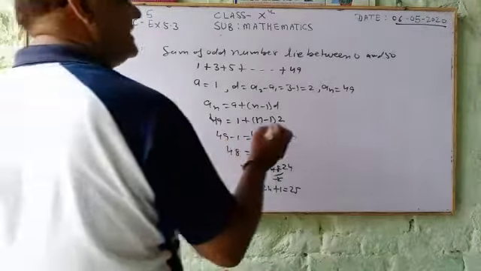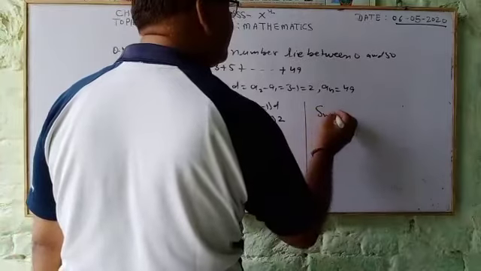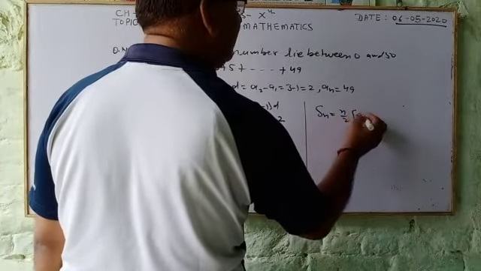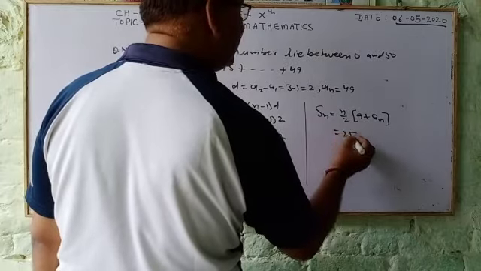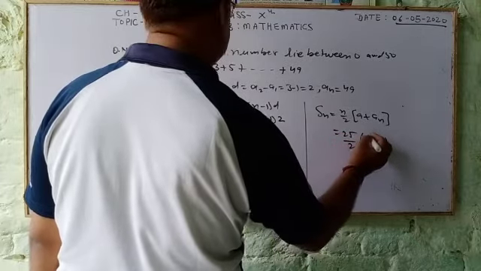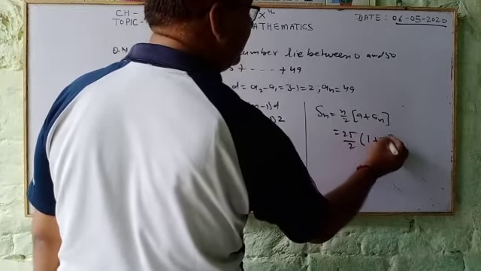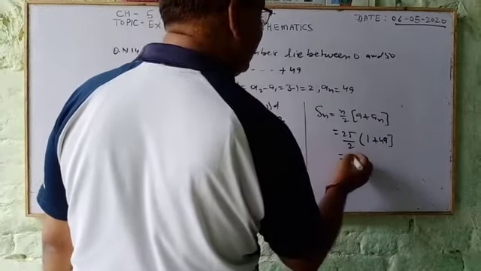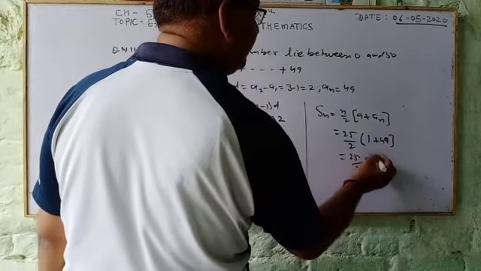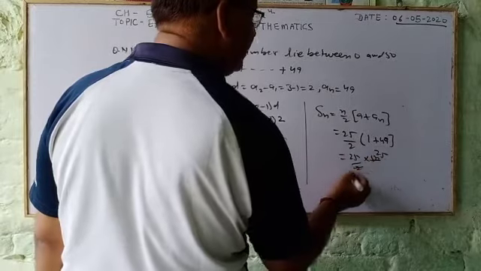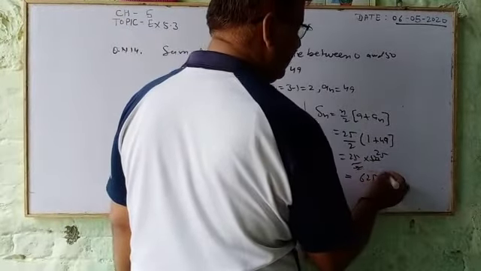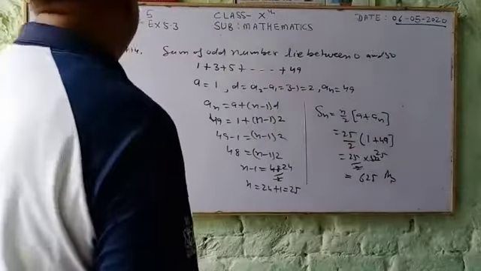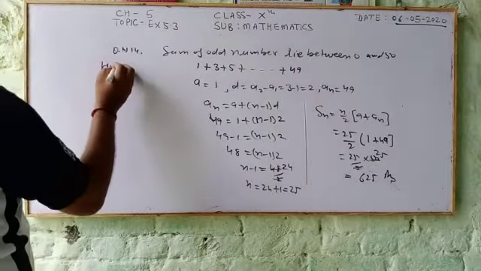So find out Sn. n by 2 into a plus an. The n value we found is 25, first term 1 and last term 49. So 1 plus 49 equal to 50, and 50 by 2 is 25. 25 into 25, that is 625. We get the answer.